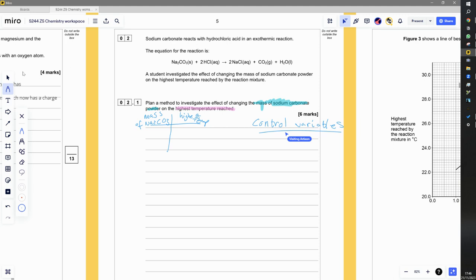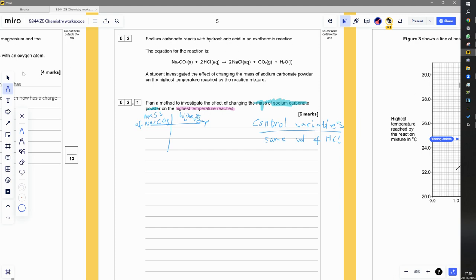So we've got the sodium carbonate reacting with hydrochloric acid. I want to keep the same volume of hydrochloric acid. Clearly, if I had more hydrochloric acid or less hydrochloric acid, it's going to change how the reaction occurs.